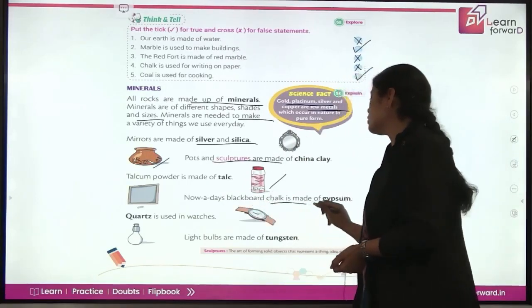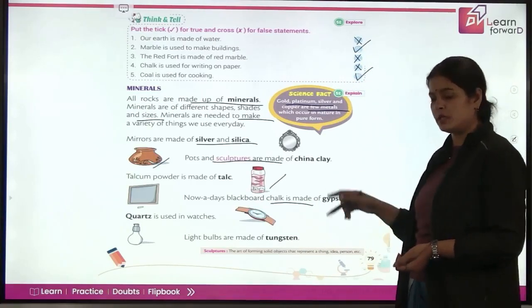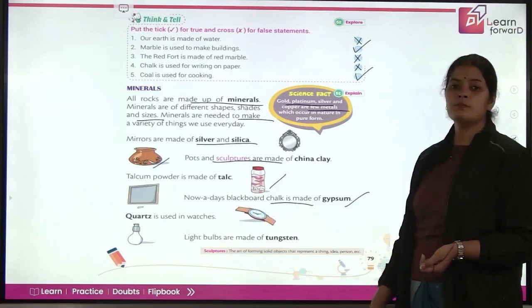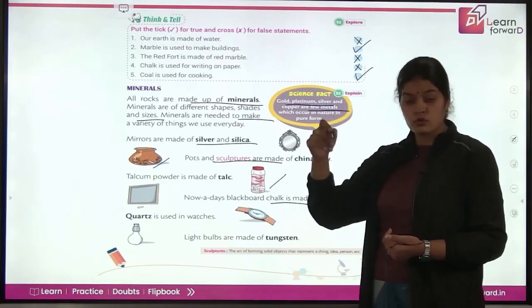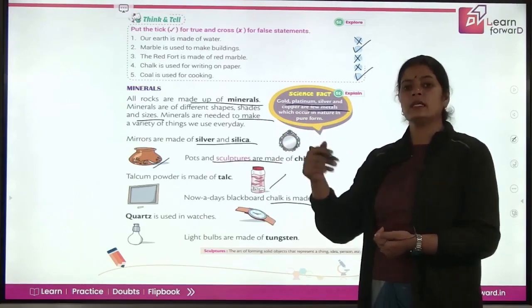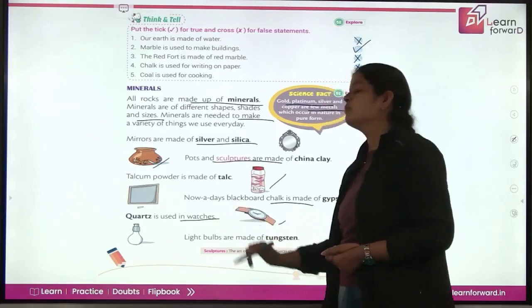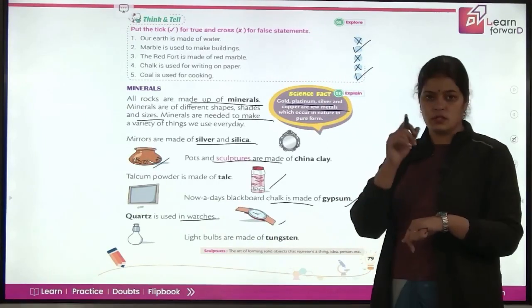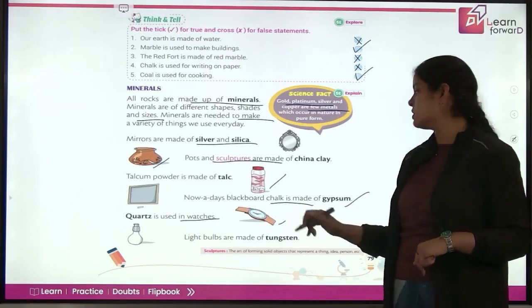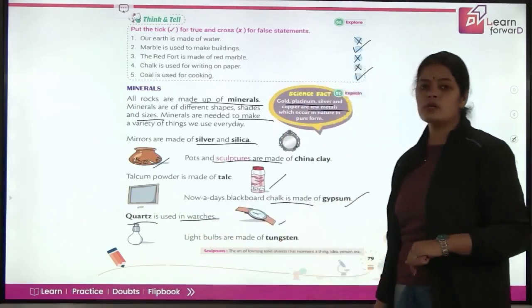Nowadays, blackboard chalk is made up of gypsum. Now we are not using actual chalk to make the chalk, but we are using gypsum to make chalk for making smooth strokes or for increasing its durability. Now quartz is used in watches. Always try to see, there is something written on the dial of your watch, and that is quartz. So that says that your watch is made up of quartz mineral.